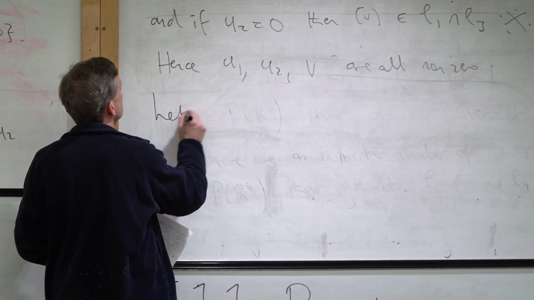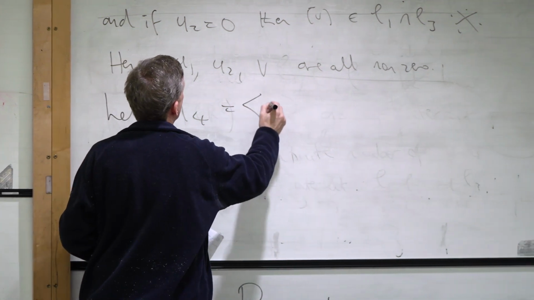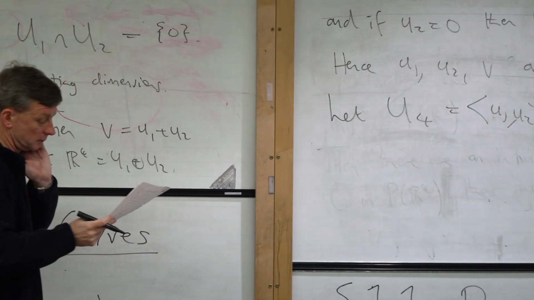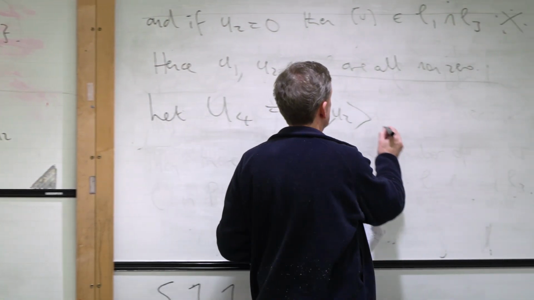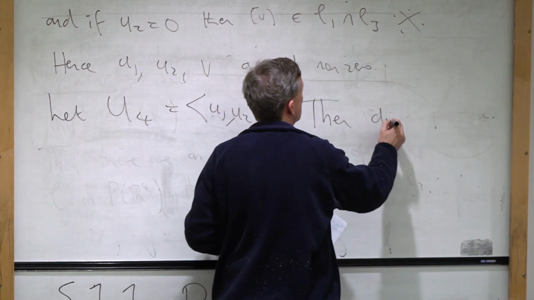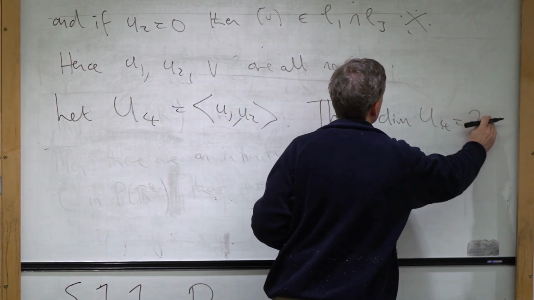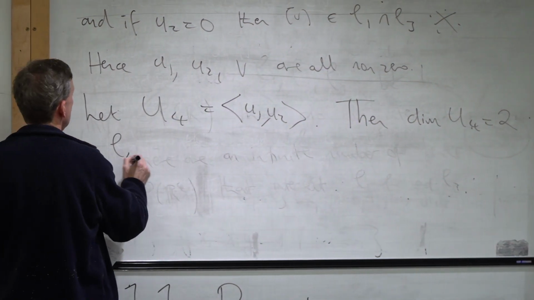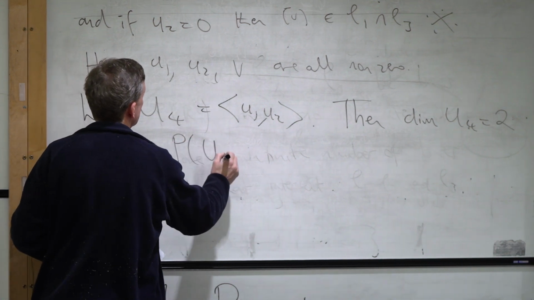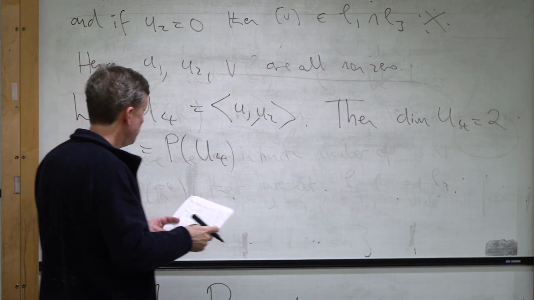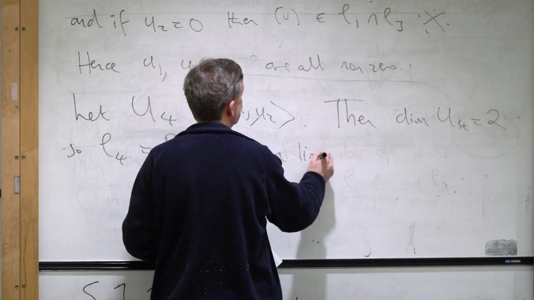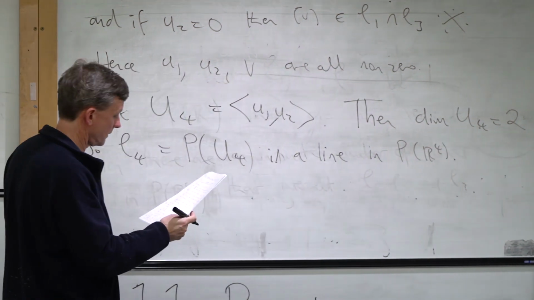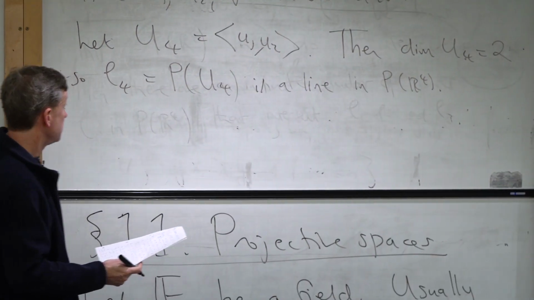So let U4 be the span of u1 and u2. It's a vector subspace of R4. So then the dimension of U4 is 2, as those two things are linearly independent. So little L4, which is the projective space of U4, is a projective line in P of R4. All right, so we found ourselves a line.